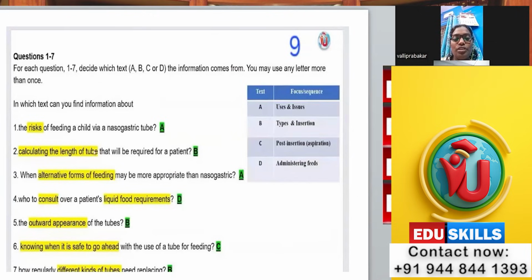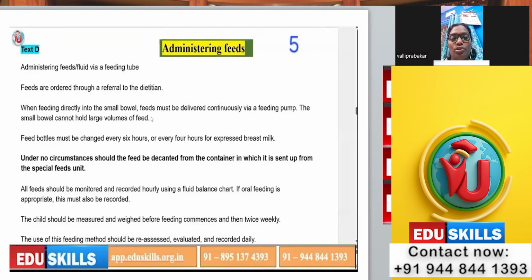Then the fourth question: who to consult over a patient's liquid food requirements. Where can we see who to consult? We have seen this in Text D. Here, administering feeds, fluids via feeding tube. Then they have mentioned: feeds are ordered through a referral to a dietitian. So who to consult? The dietitian. So the answer is Text D.